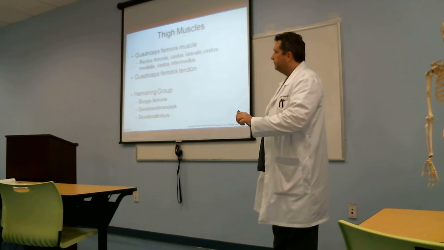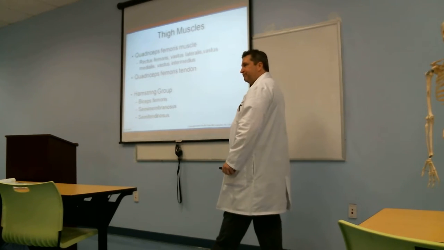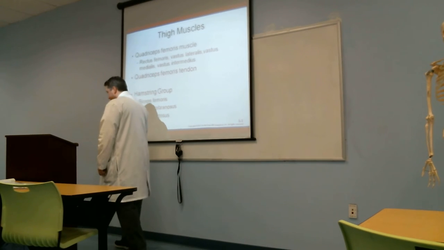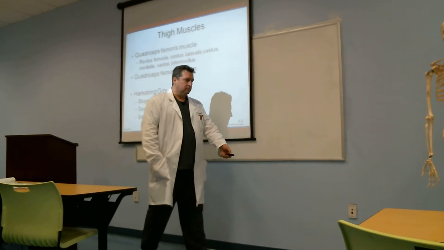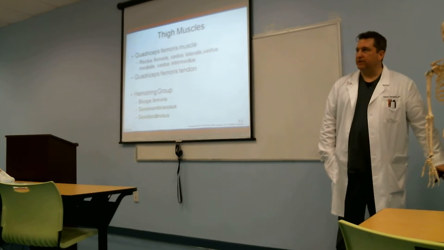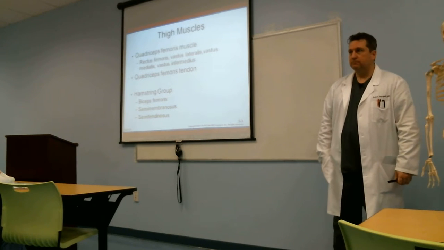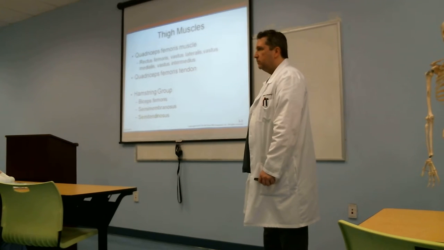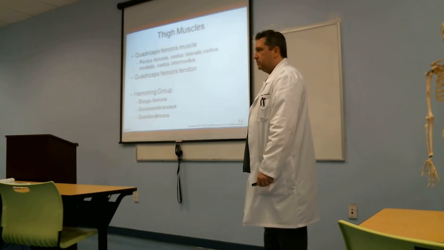Let me back up for just a moment. If you look at this one right here, rectus femoris. The term rectus means straight. What does femoris mean? What bone is in the leg here? Femur. So the rectus femoris muscle: rectus means straight, femoris refers to the femur. Rectus femoris, straight along the femur.